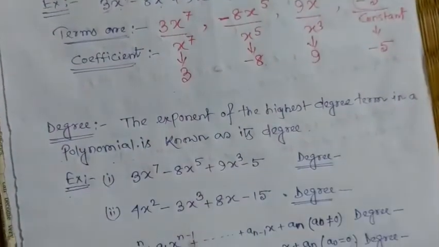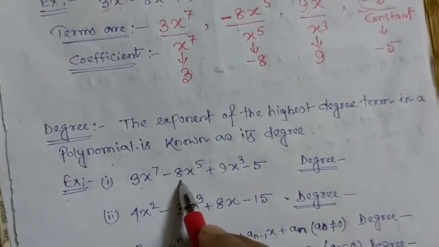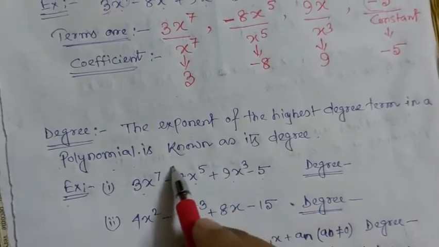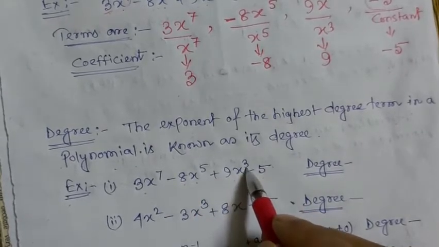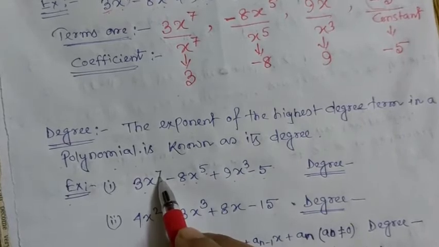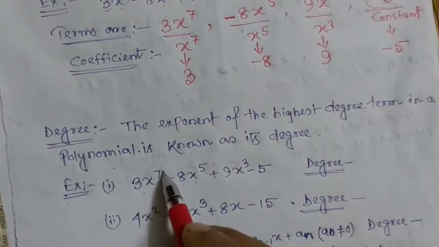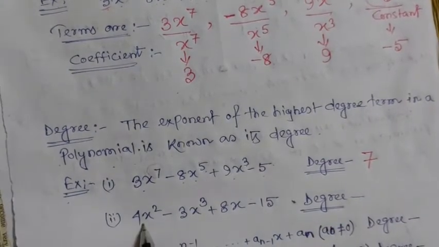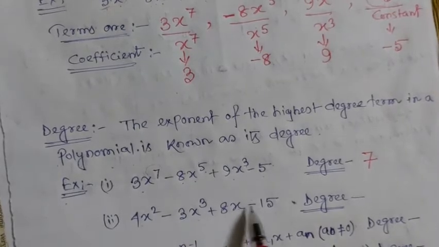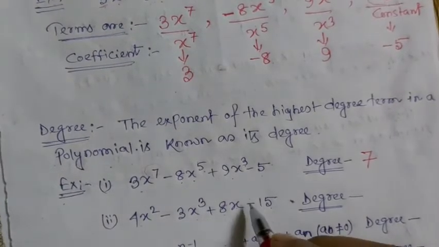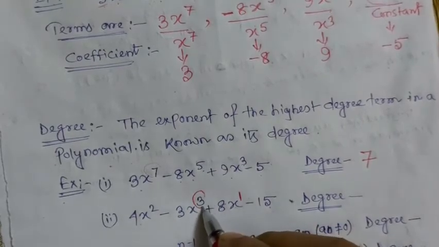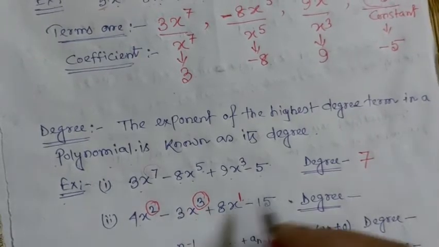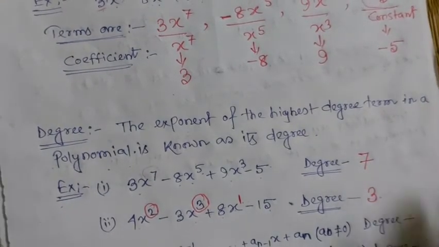So here, 3x to the power 7 minus 8x to the power 5 plus 9x cube minus 5. Since the highest term here is 3x to the power 7, the highest power is 7. That's why the degree is 7. Now here, 4x square minus 3x cube plus 8x minus 15. Since this one is the constant term, the powers are 1, 2 and 3. So the highest power is 3. That's why we write the degree is 3.